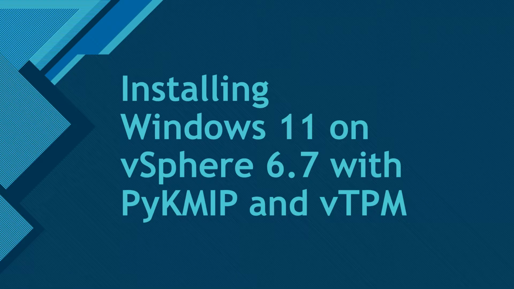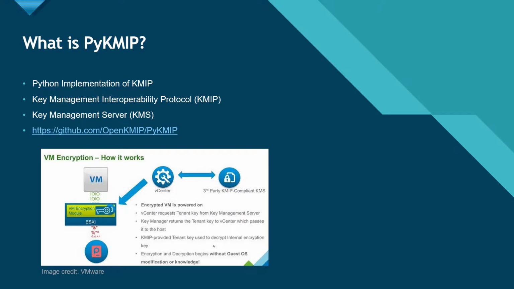Hi, welcome to a tutorial on installing Windows 11 on vSphere 6.7 with PyKMIP and vTPM. So first off, what is PyKMIP? PyKMIP is a Python implementation of KMIP, which is the Key Management Interoperability Protocol, which is used for communication between a key management server, or a KMS, and a cryptographically enabled application. Additionally, PyKMIP is open source and can be found at the GitHub link in the description.